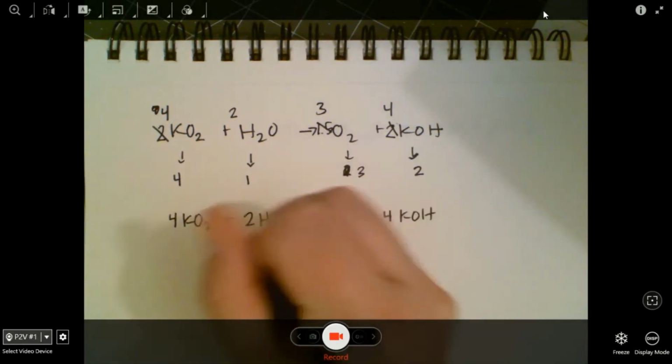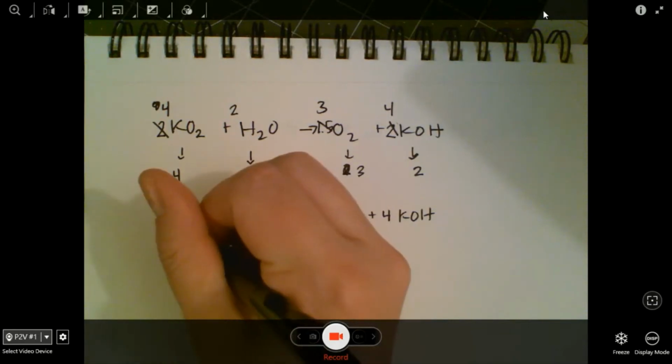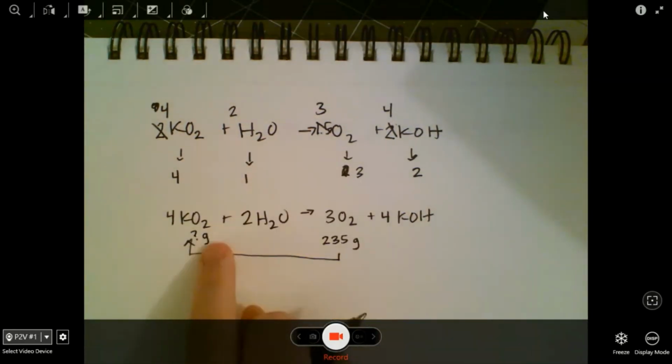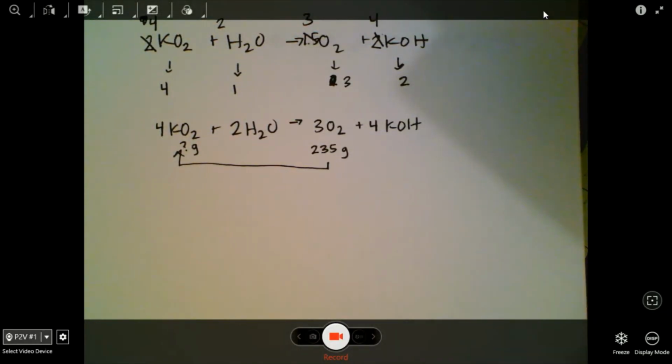So my problem is going to be going from a product to a reactant. And then I like to write a question mark and then the unit here so that I remember what I'm solving for, because sometimes it's easy to get lost in your problems. And if you mentally do this, that's totally fine. But if I'm teaching it, I might as well go through the whole process. So with that, we are going to solve.